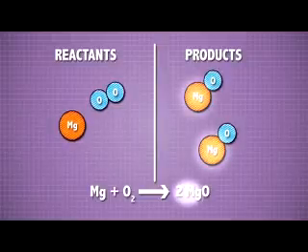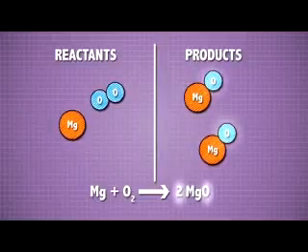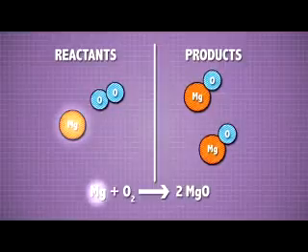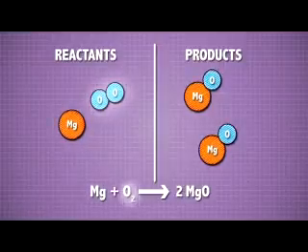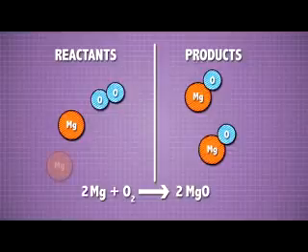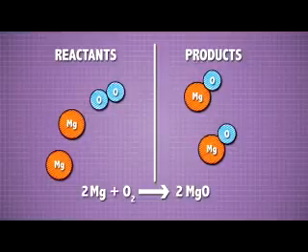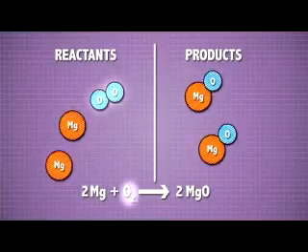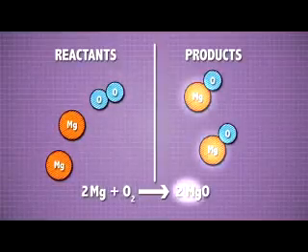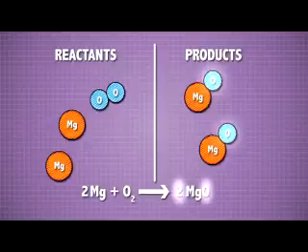Now we have two magnesiums and two oxygens in the products, but only one magnesium and two oxygens in the reactants. So we need to put a 2 in front of the magnesium. Now our reaction is balanced. We have two magnesiums and two oxygens in our reactants, and we have two magnesiums and two oxygens in our products.